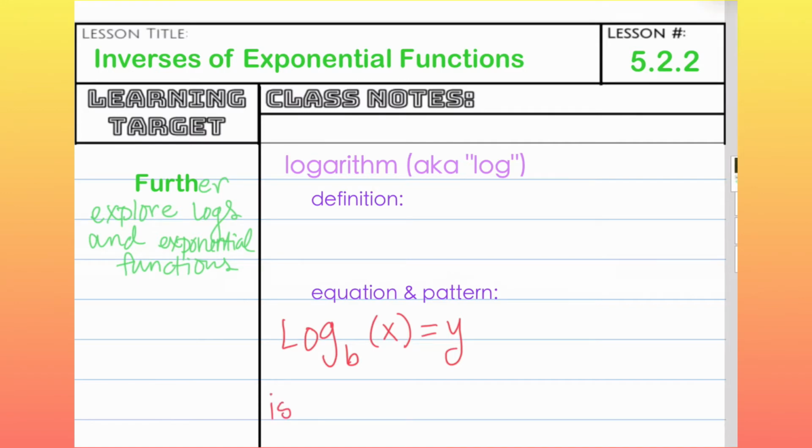And the pattern that helps us solve is that this setup is equivalent to the exponential form, which uses that b again as your base. Then the output, that y value, becomes the exponent. And that number, or what your log is of, is now the output, what it is equal to.